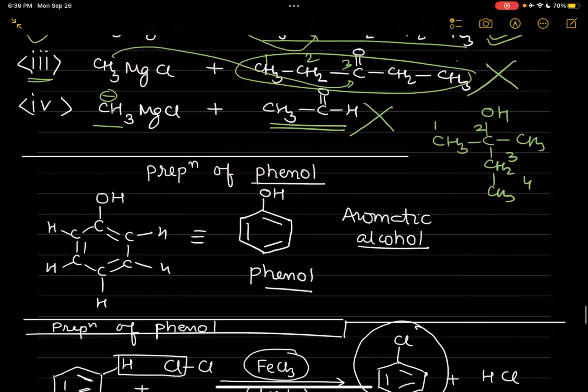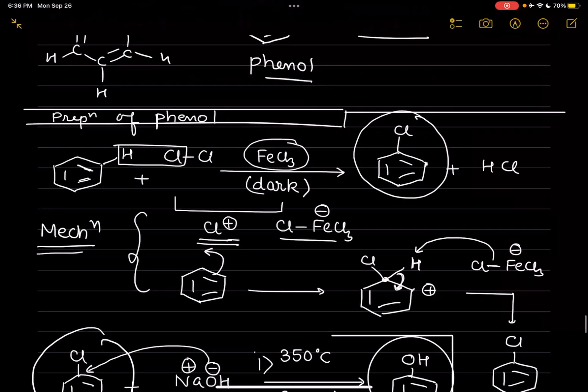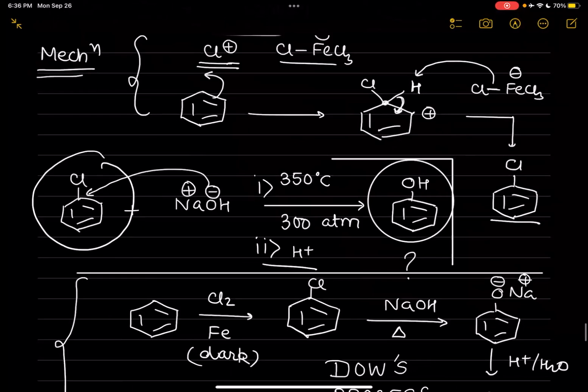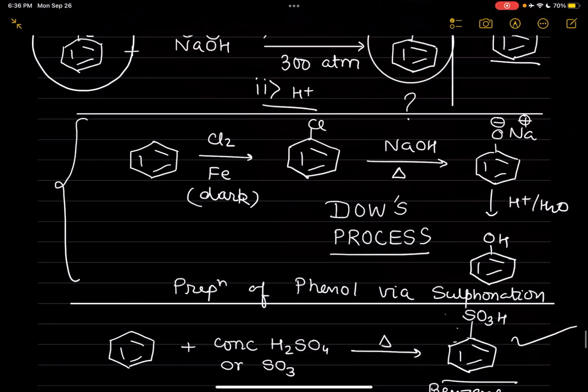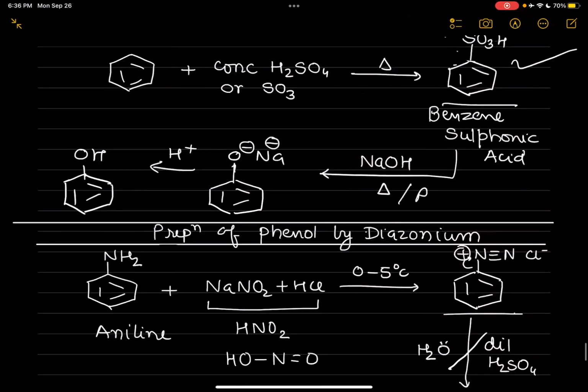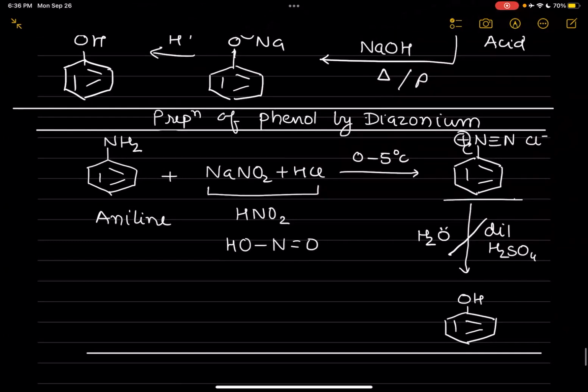And what are the methods of the preparation of phenol? So first we can do chlorobenzene, make chlorobenzene and NaOH, right? That was Dow's process, and by sulfonation we discussed. Is it clear? And the next one is by diazonium, right?